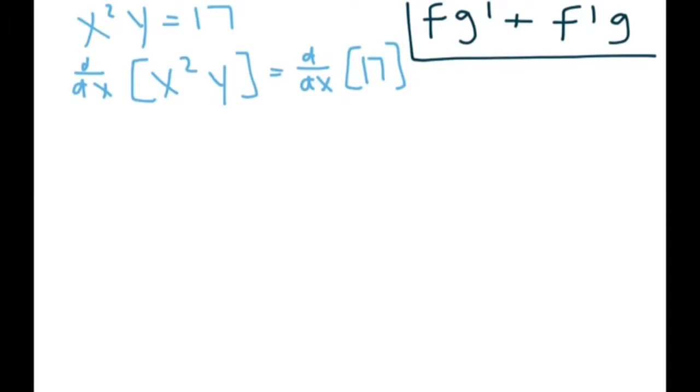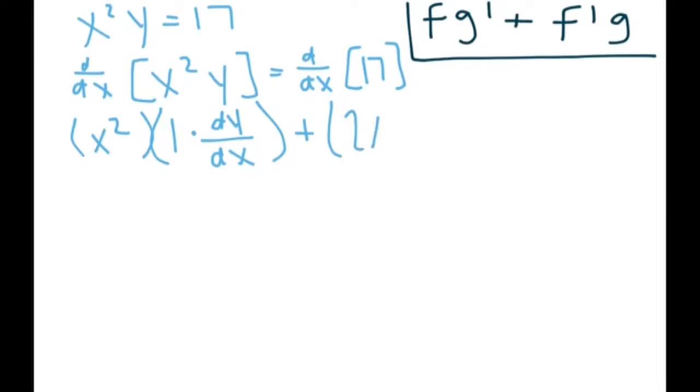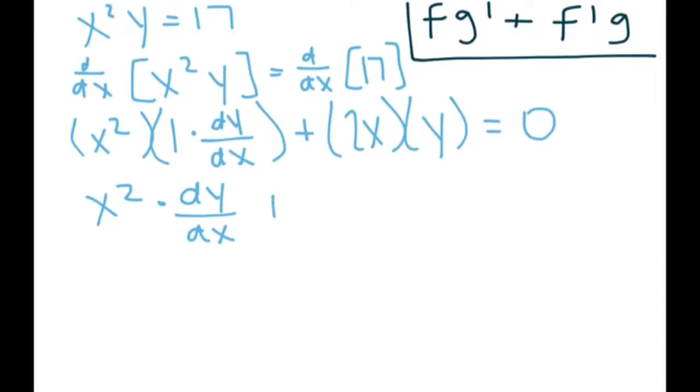So we do x squared times 1 times dy over dx, because that's the derivative of y, plus 2x times y, which equals 0. And then we're going to simplify. So x squared times dy over dx plus 2xy equals 0.